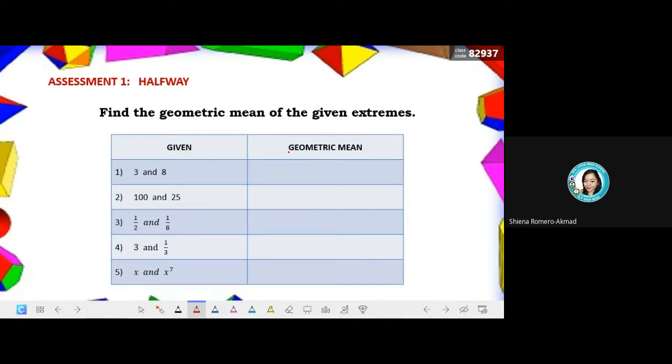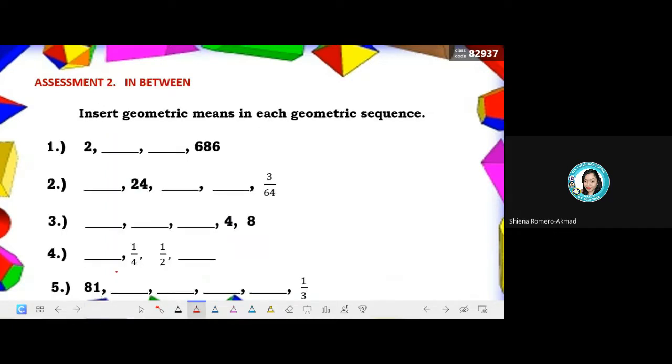So you have here the question earlier na binigay ko sa inyo. And now, we are going to insert dito sa number 1, 2, 3, 4, 5. Ang gagawin natin is solve na lang natin yung mga ratio. Okay? So, let us have number 1. We have 2 and 686.